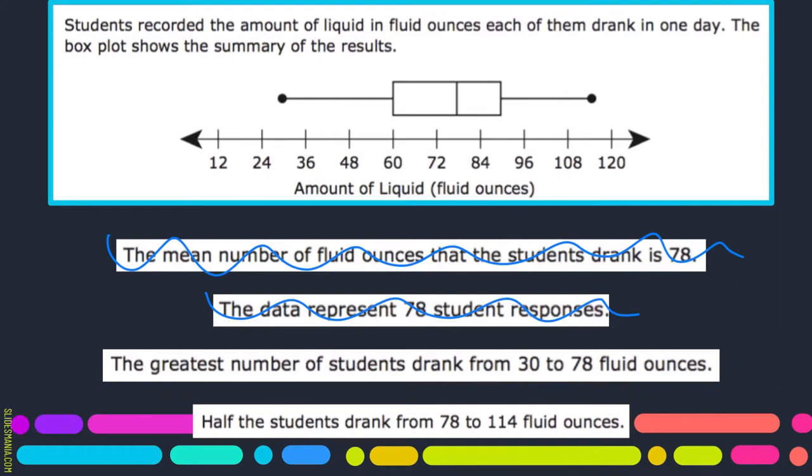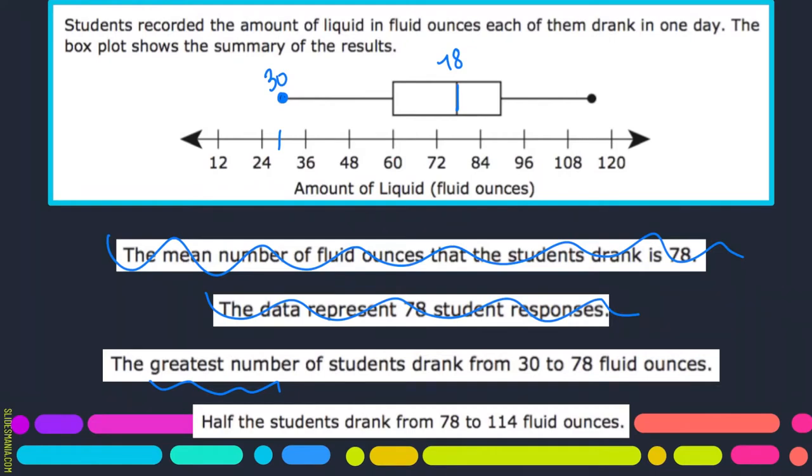The greatest number of students drank from 30 to 78 ounces. So at this point, our minimum right here represents 30. And then our median right here represents 78. So they're saying the greatest number of students drank from 30 to 78 fluid ounces.